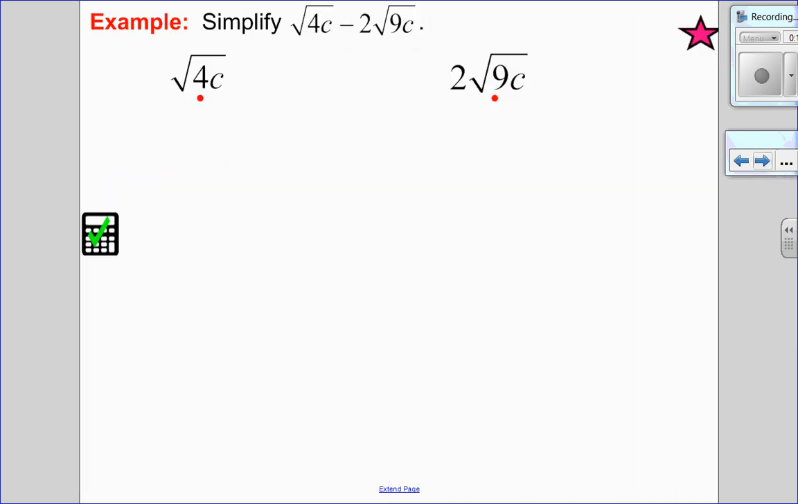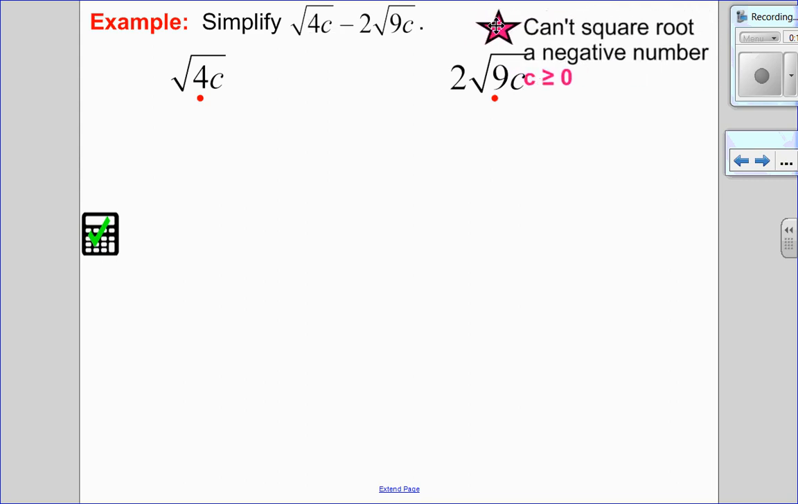Let's try a simplifying question, where we're simplifying and then doing an operation of add or subtract. Because I have a variable under the root and it's an even root, I do have to state my restrictions. I can't square root a negative number, so c is greater than or equal to 0. Okay, let's break these down.